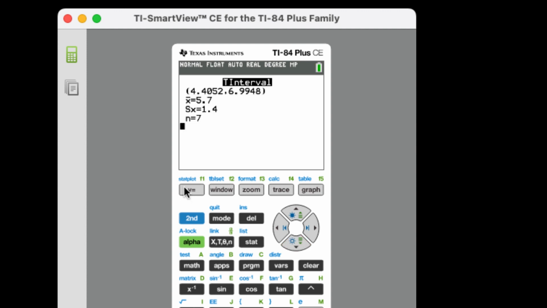Yeah, what's the mean sleep time for the sample we just did? 4.405 less than mu, less than what? 6.99, not 4, but what? 5, and this is with 95% what? Confidence. Okay.